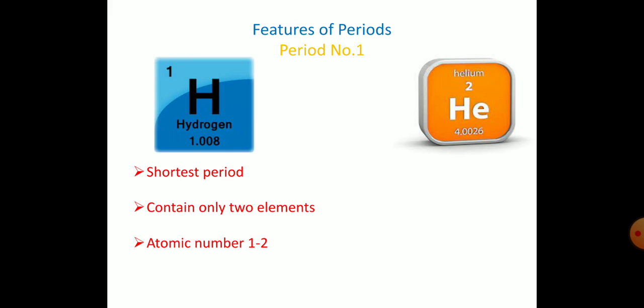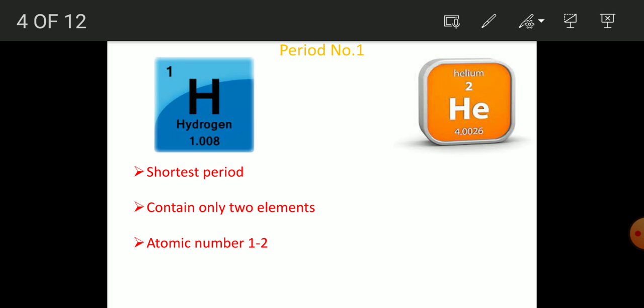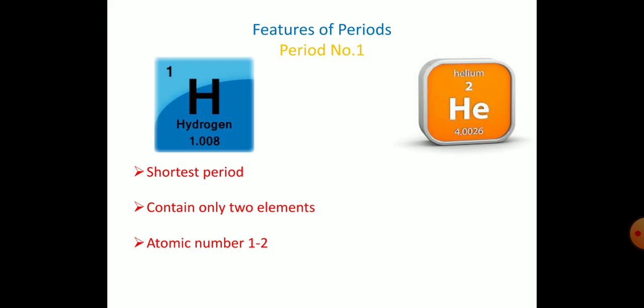Then the atomic numbers. What is the atomic number of hydrogen? It is 1. And what is the atomic number of helium? The atomic number of helium is 2. So the atomic numbers of the first period are 1 and 2. Then finally, the elements are again given: hydrogen and helium.